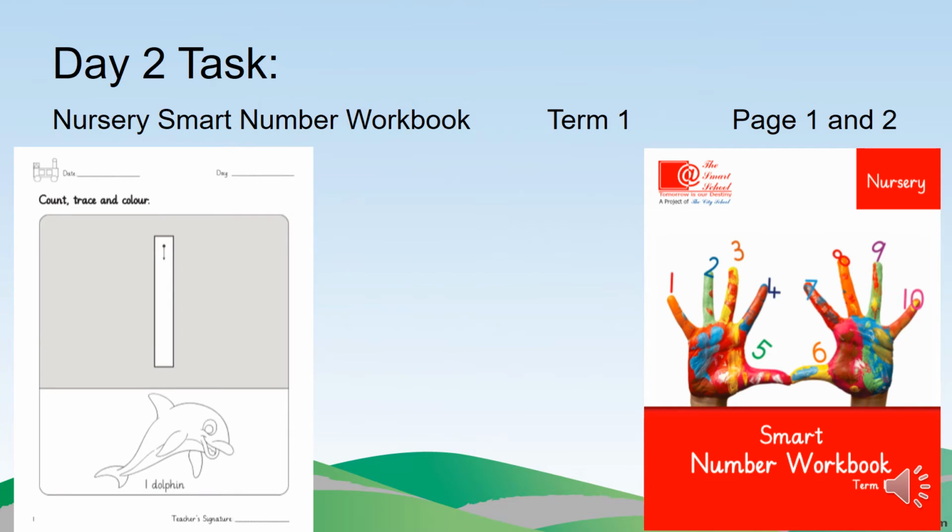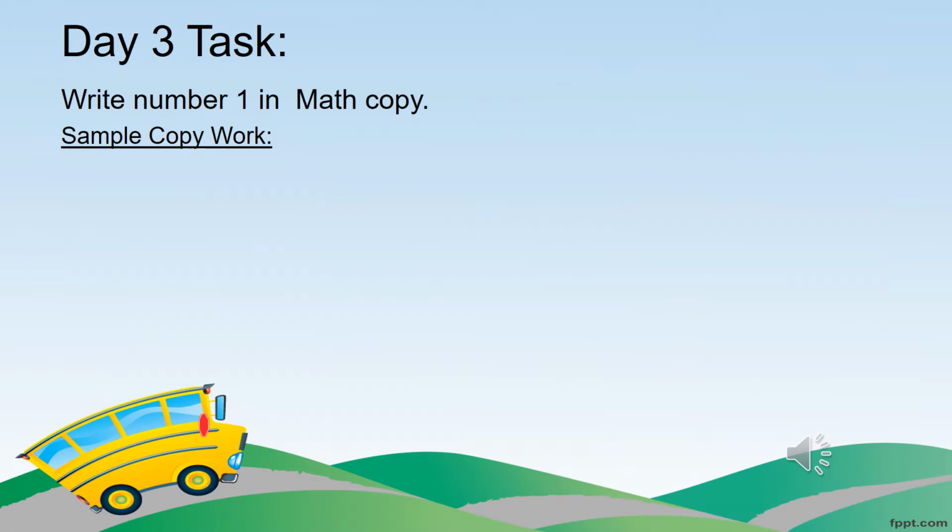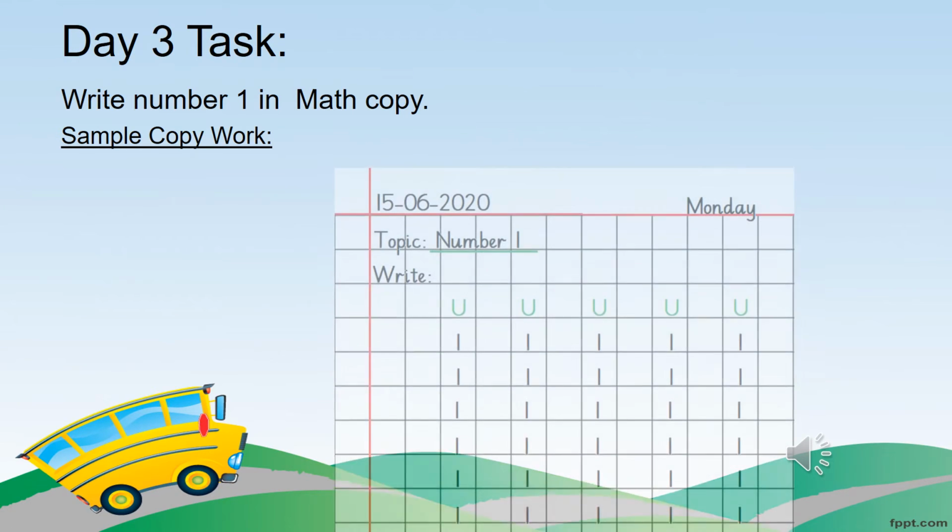Open up your smart number workbook. Today we will do page number 1 and 2. Write in hollow number 1 while following the starting point. Write it with different colors for practice. Trace dotted number 1. Then write number 1 with the help of starting points. I am sure you all can write number 1 without any help. Very well done, my dear students.